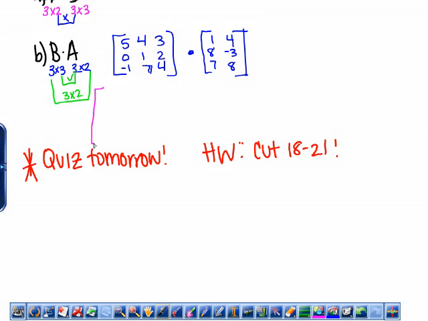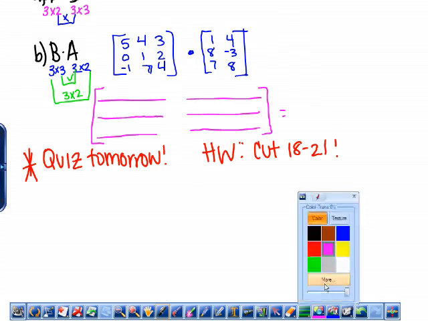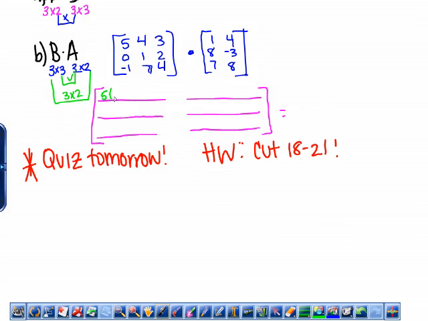All right. So I'm going to have a 3 by 2. I sometimes like to draw it out so that I know what spots I'm trying to fill. You don't have to do that. It's just something I do. Okay? All right. Top row, first column. So I'm going to go 5 times 1 plus 4 times 8 plus 3 times 7. Everyone okay with that? First row by the first column.